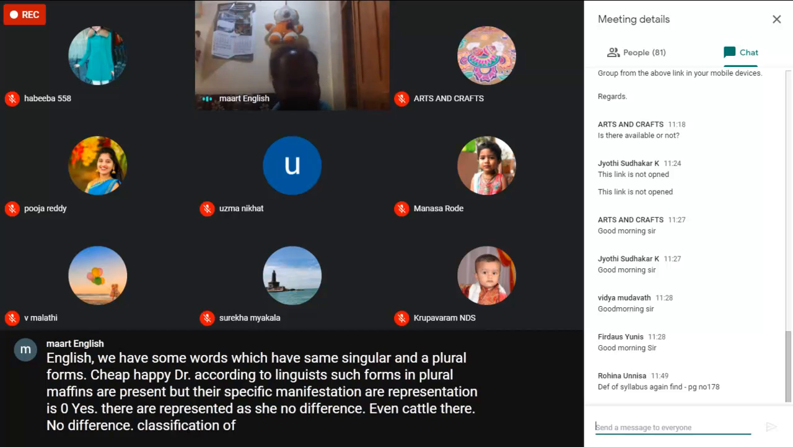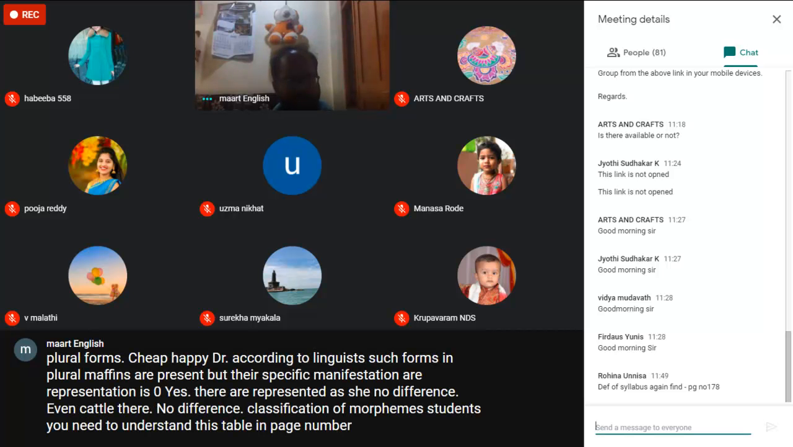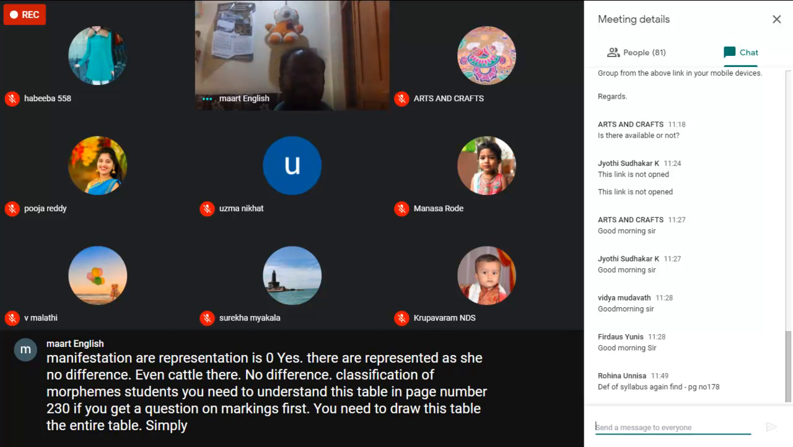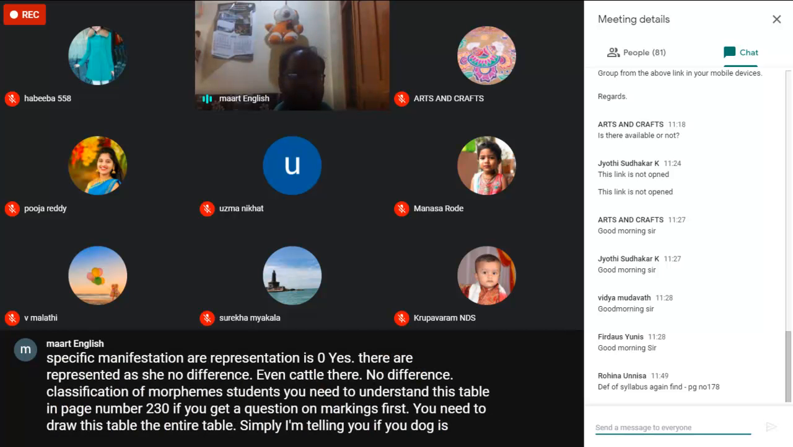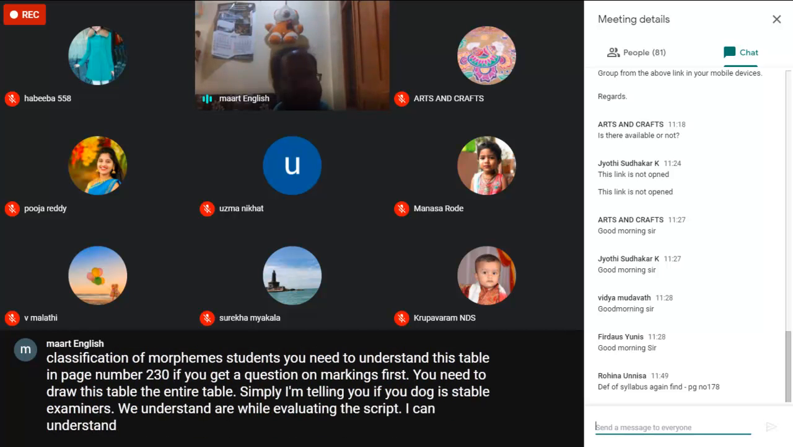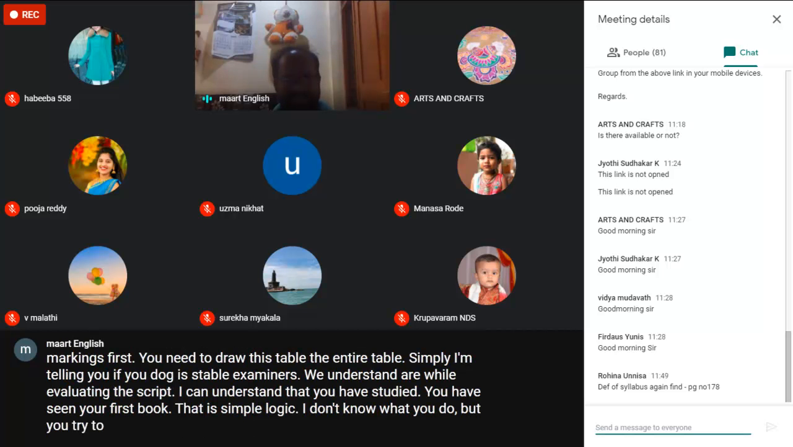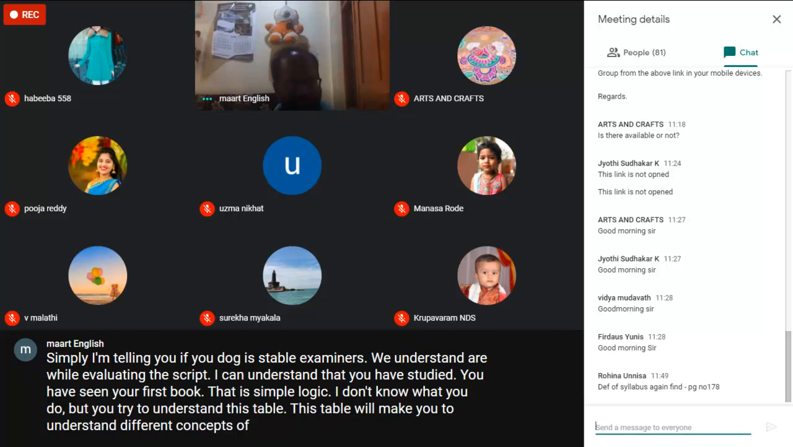Classification of morphemes. Students, you need to understand this table on page number 230. If you get a question on morphemes, first you need to draw this entire table. Simply I am telling you, if you draw this table, the examiners, while evaluating the script, will understand that you have studied your course book. Very simple logic. You try to understand this table. This table will help you understand the different concepts of morphemes.